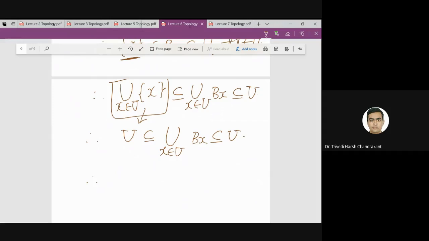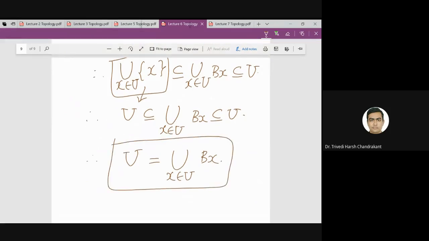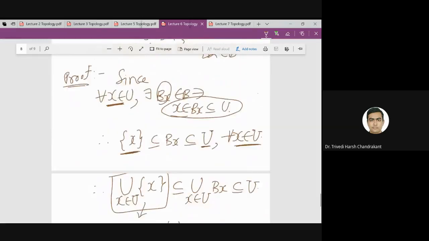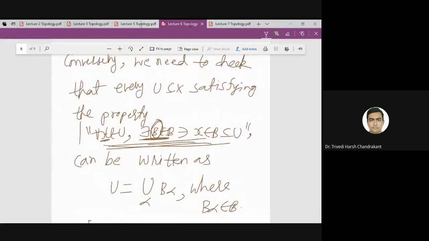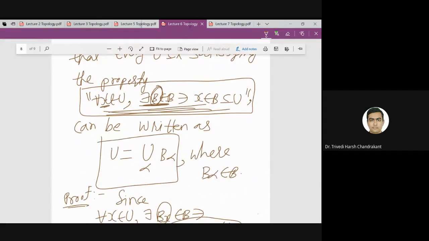They are equal sets, right? So that is true. So this U is nothing but the union over x belonging to U of B of x. So this U, in fact, we can write as a union of the basis elements. What is Bx? Bx is the elements of B. So that means every element U which satisfies this property, we can write that U as a union of the basis elements.